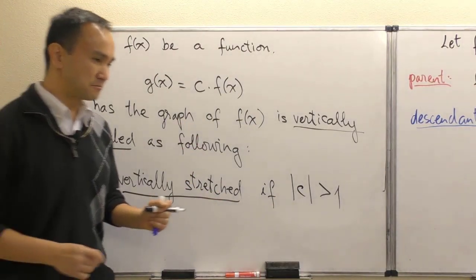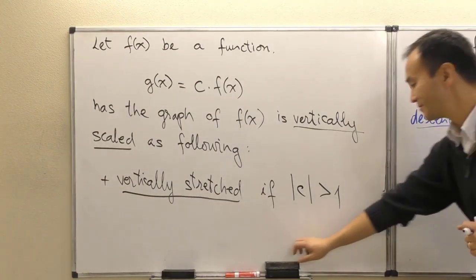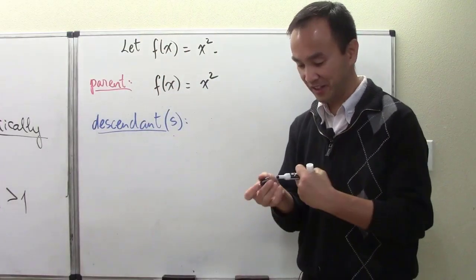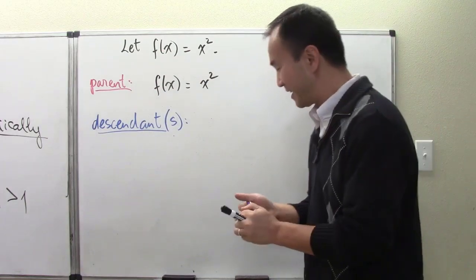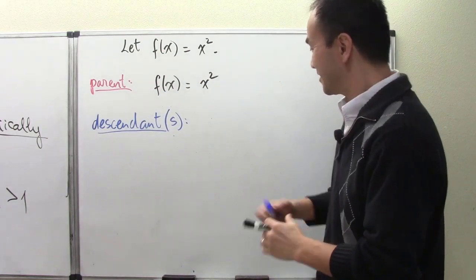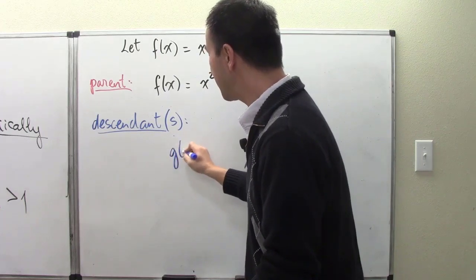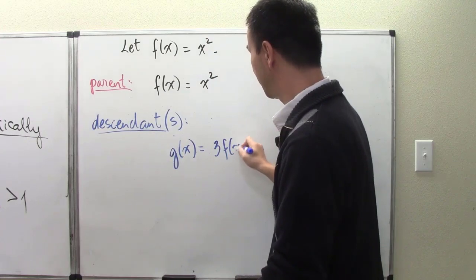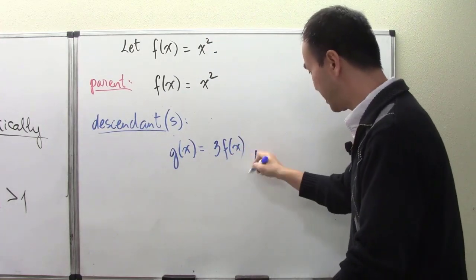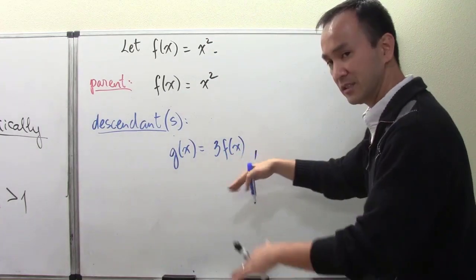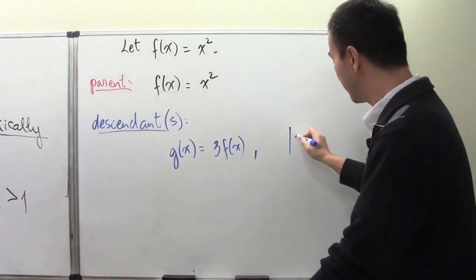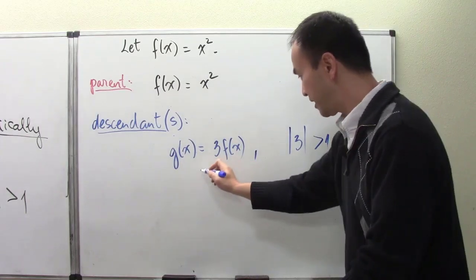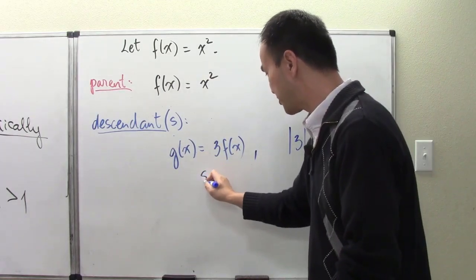Allow me to clarify what I meant by absolute value of c greater than 1. Looking back at g of x, that was 3 times f of x. I made a note about that earlier. So the c is this value right here, and its absolute value was greater than 1. So we did observe that this one here was a stretch.